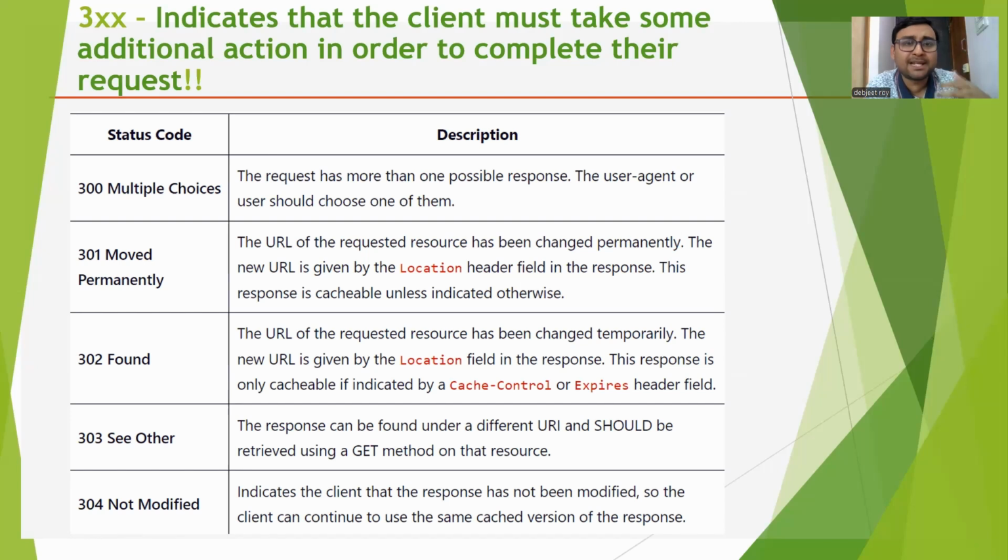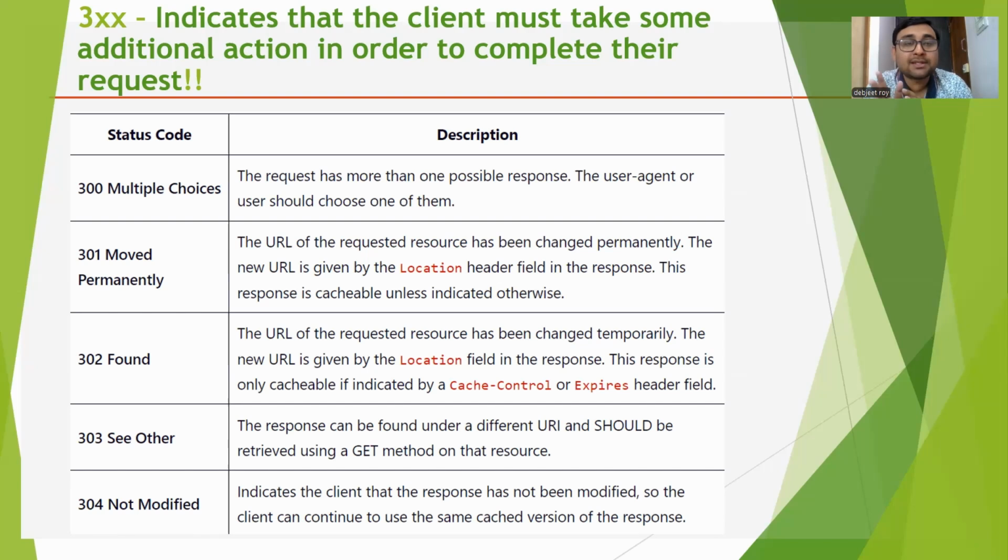So 300 means multiple choice. That means the request has more than one possible resource. One particular resource may have more than one possible resource available, and the user agent should choose one of them.